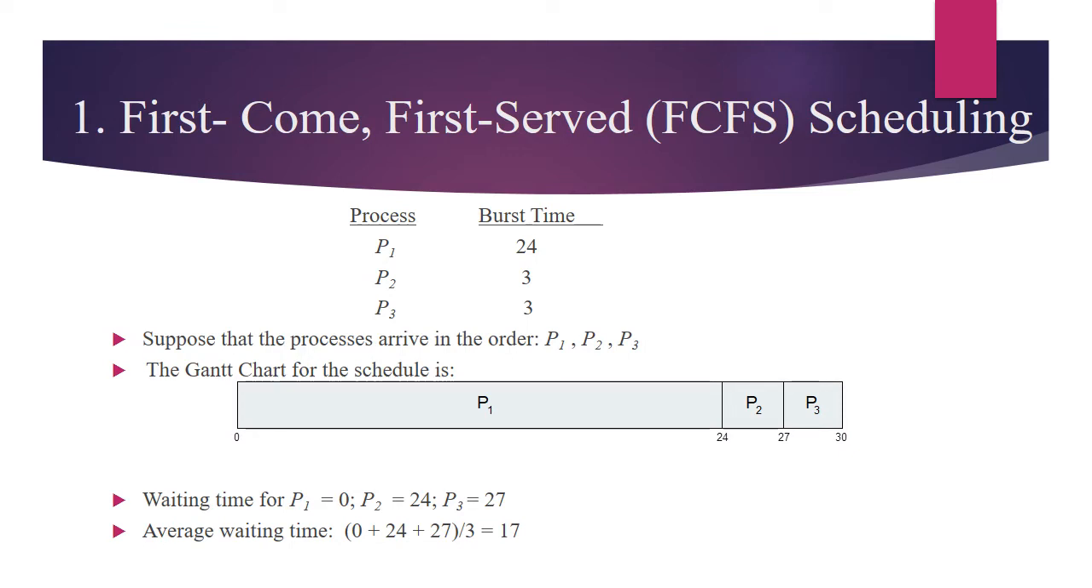So we will calculate the average waiting time: 0 plus 24 plus 27, divided by 3. We will get 17. So if we solve this numerical using first come first serve, we will get an average waiting time of 17 milliseconds.